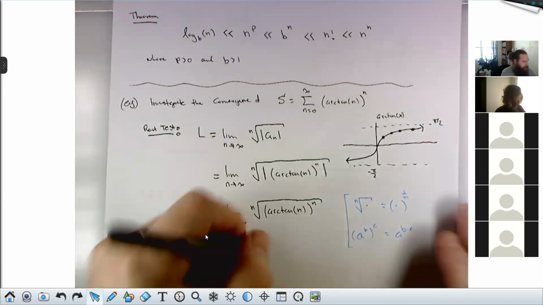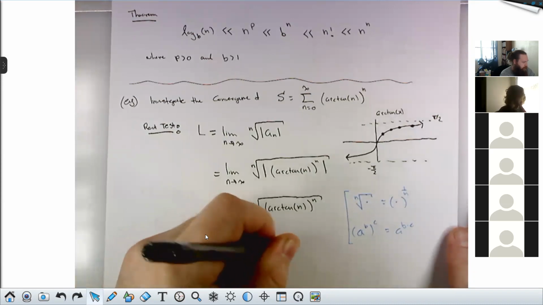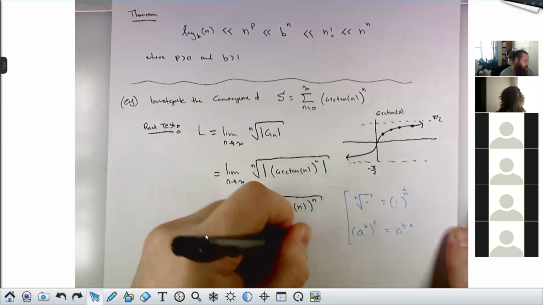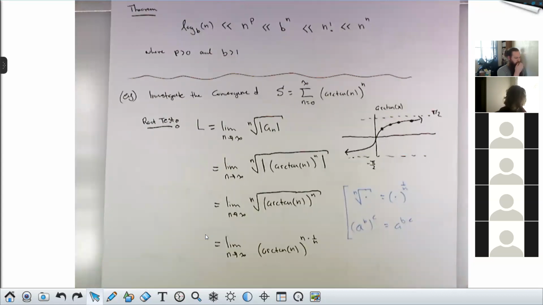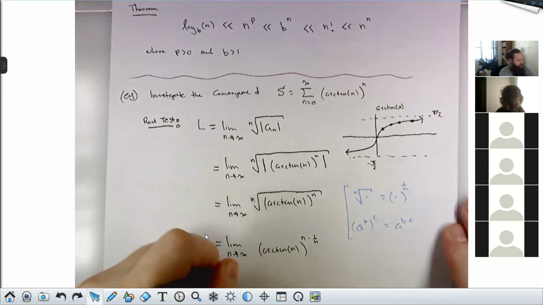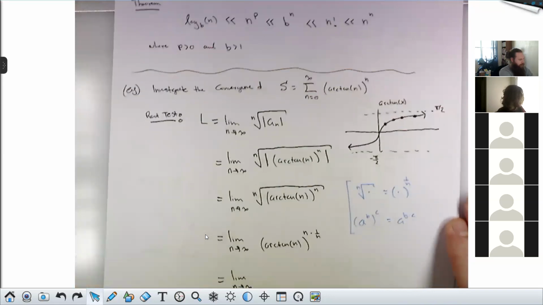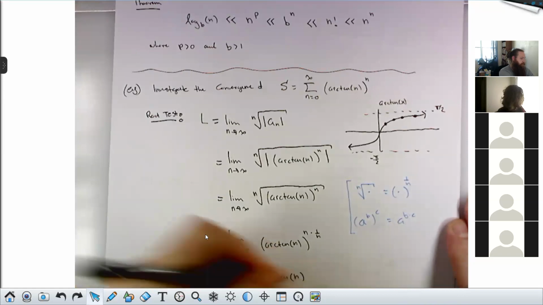So here what we're going to have is the inverse tangent of n all to the n times 1 over n, which is just inverse tangent of n. So Matthew in chat there is correct. I don't know if you guys can see that. But yeah, this just comes out to arctan of n.